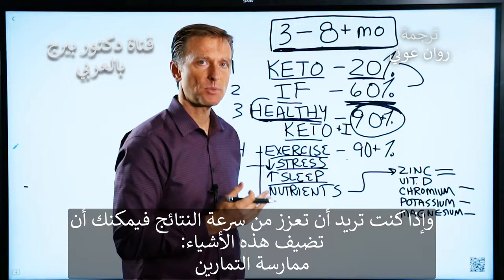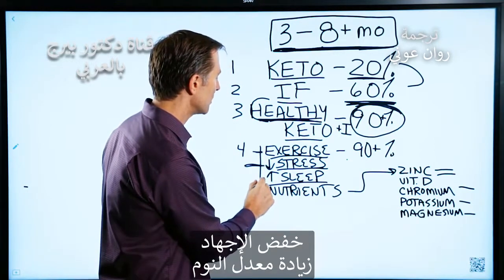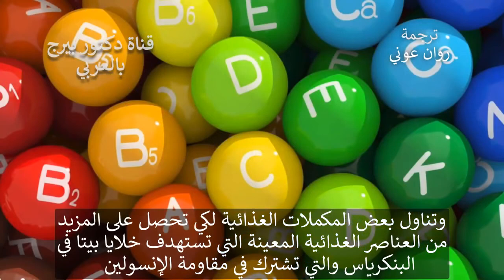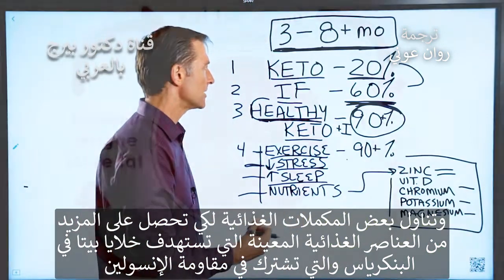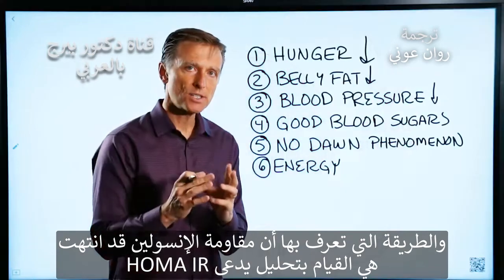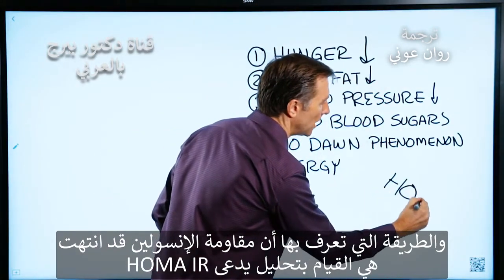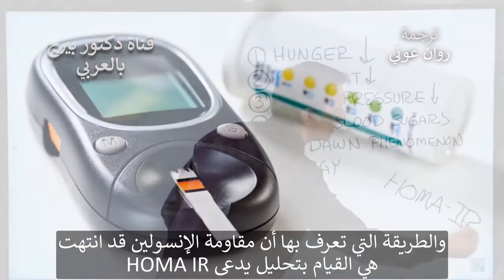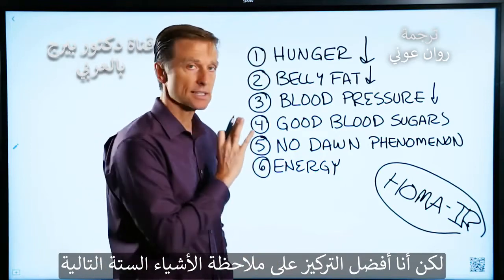And if you want to enhance and speed up your results, you would add these things: exercise, reduce your stress, increase sleeping, and certain supplements to take more of certain nutrients that target the beta cells of the pancreas that are involved in insulin resistance. And the way that you know that insulin resistance is going away, you can do a test called HOMA-IR, okay? But honestly, I would just look at these 6 things, okay?